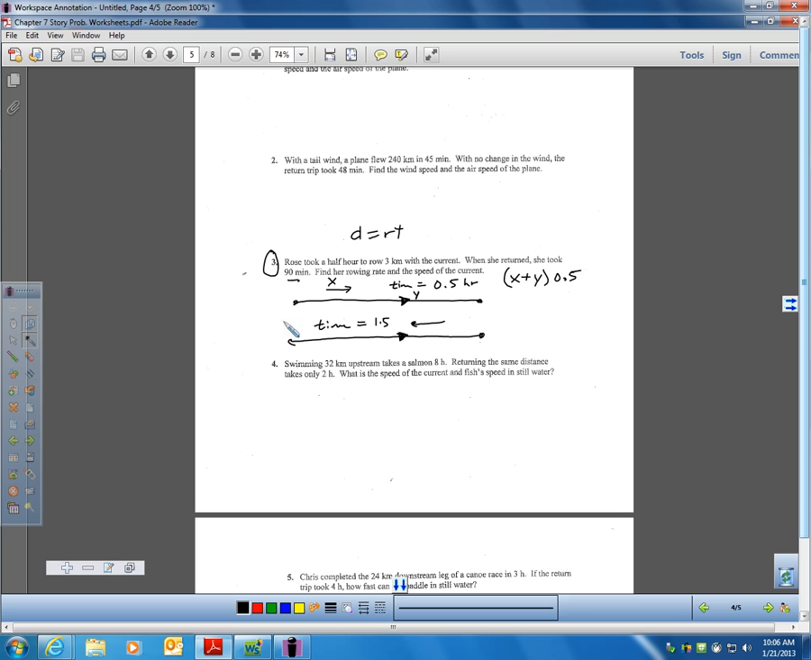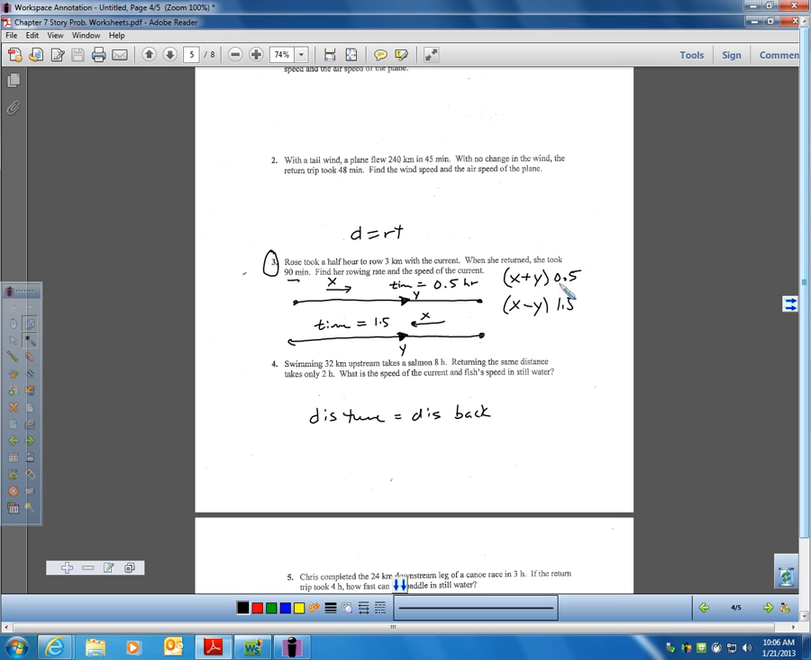But on the way back, her rate is different. She's still rowing at X. She's still doing the same rowing speed, but now the current works against her. So her speed now is her rowing minus the stream, because the stream is slowing her down, and here's her time. Now remember, let me write this down, the distance there would equal the distance back.